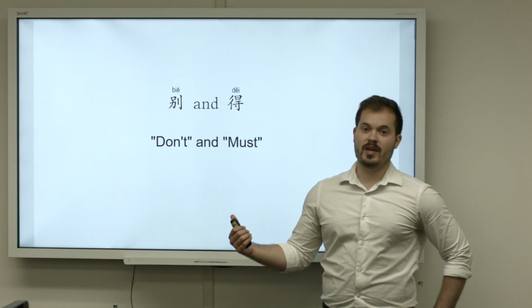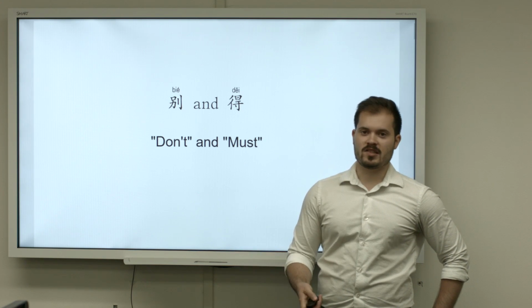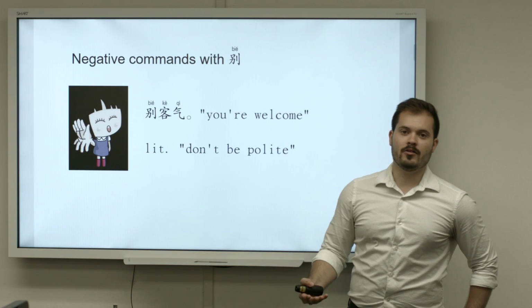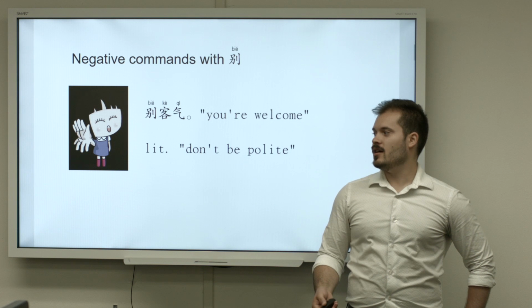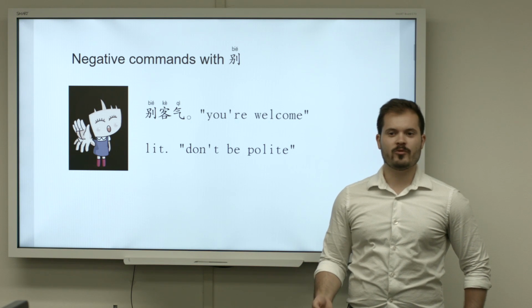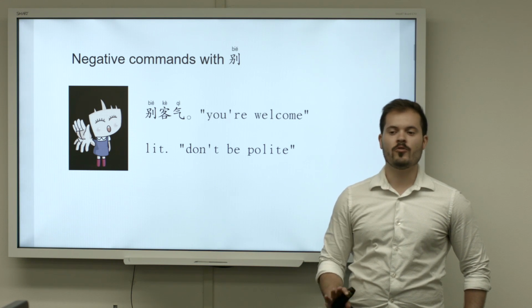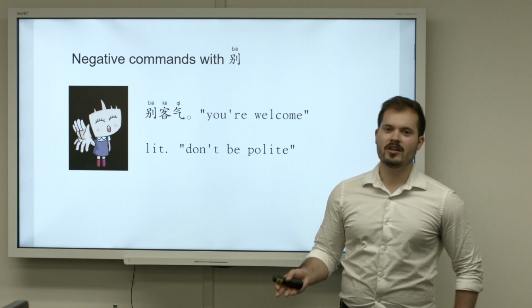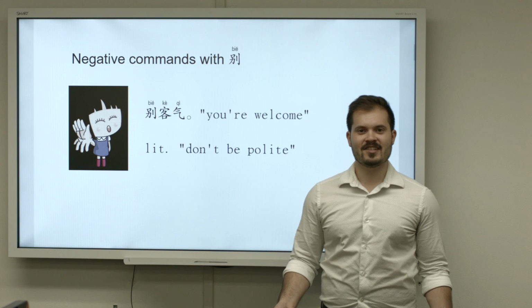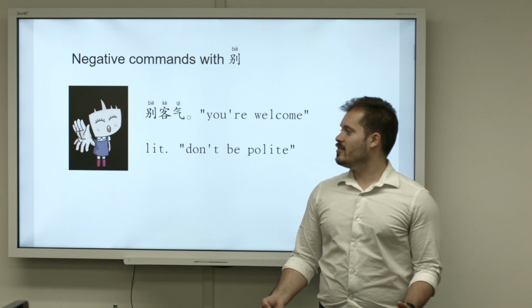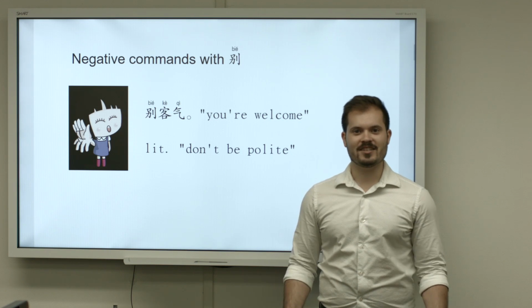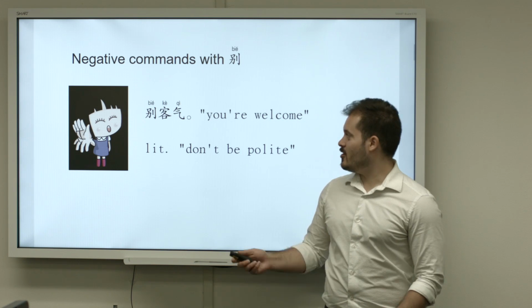Today we're going to be talking about 别 and 得, meaning don't and must. So we're going to start with 别, which we use to make negative commands. The most common example maybe would be something like 别客气, like, oh, don't worry about it, you're welcome. 别客气 literally means don't be polite. 客气 is like politeness. And so if you want to say like, oh no, don't worry about it, you could say like, 你别客气, don't be so polite. It's good. You're welcome.